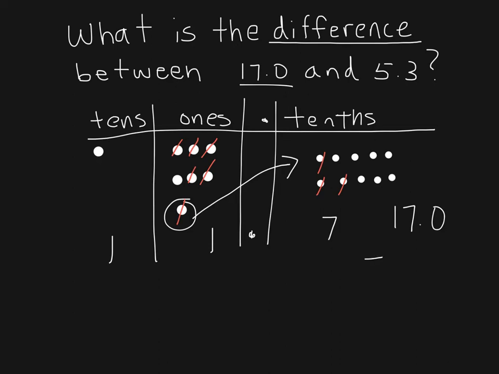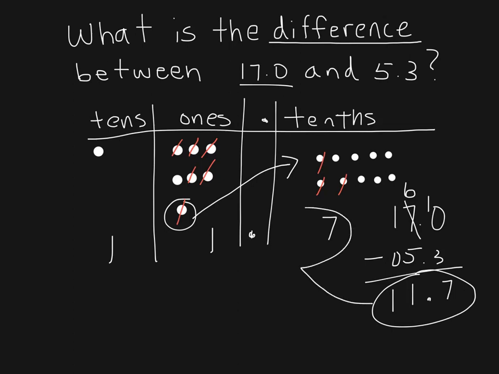17 minus 5 and 3/10. I'm going to take one of my ones and turn it into 10/10. And 10 minus 3 is 7. I have a 6 in the ones place now, and 6 minus 5 is going to be 1. And 1 minus this invisible 0 in the tens place will be 1. My answer is 11 and 7/10, which is the same answer I got while using the place value chart.